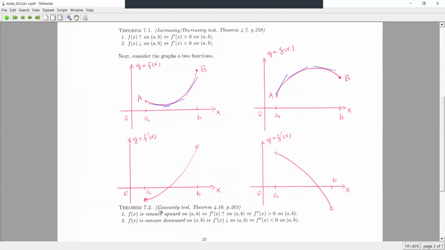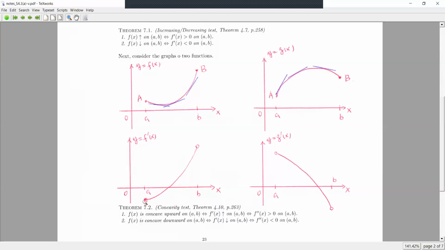This theorem is called the concavity test. You can find this theorem on this page in the book. Part 1. If a curve is concave up on some interval, then the slope of the curve is increasing on the interval. If you plot the graph of slope, then you will see the slope is increasing.